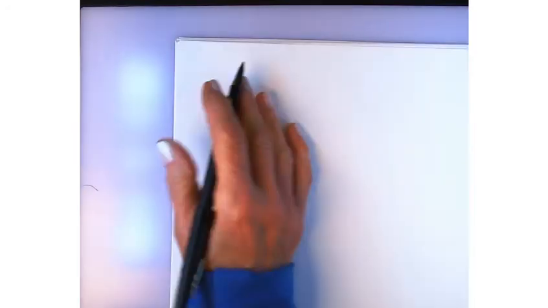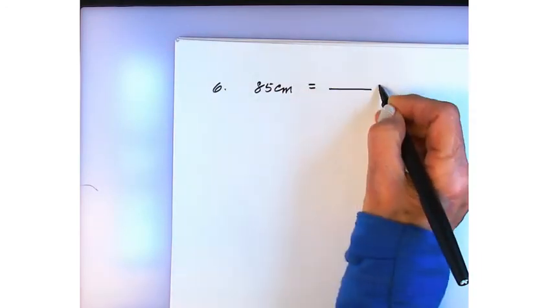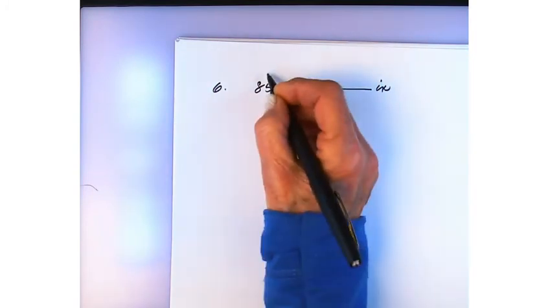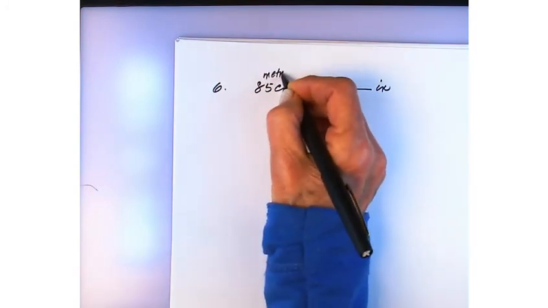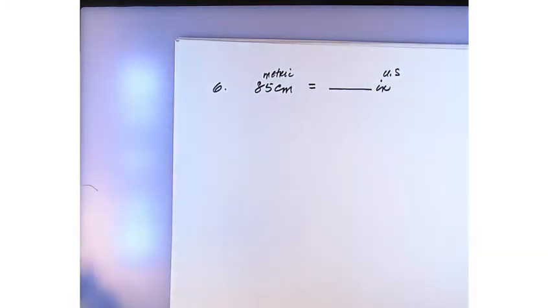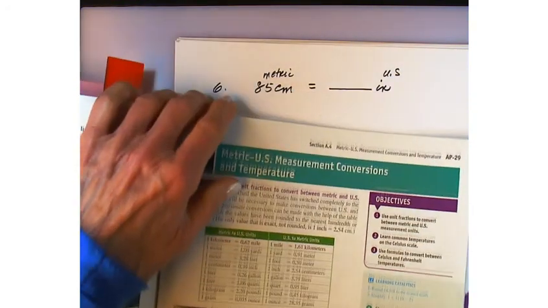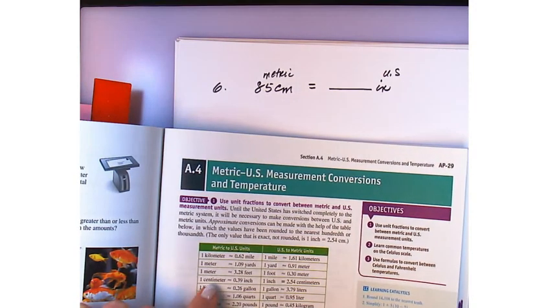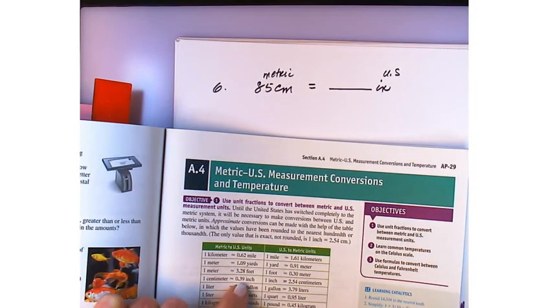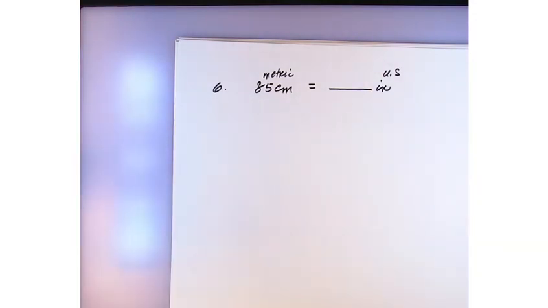Let's look at this one. Number 6. 85 centimeters equals how many inches? This is metric. This is US. Okay, so once again, go back to your table. We want to go from metric to US, and we want to go centimeters to inches. 0.39.